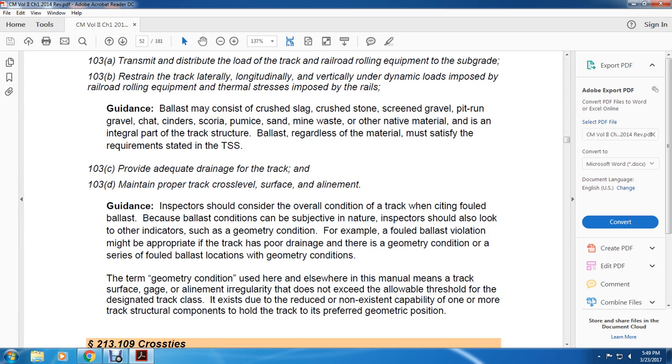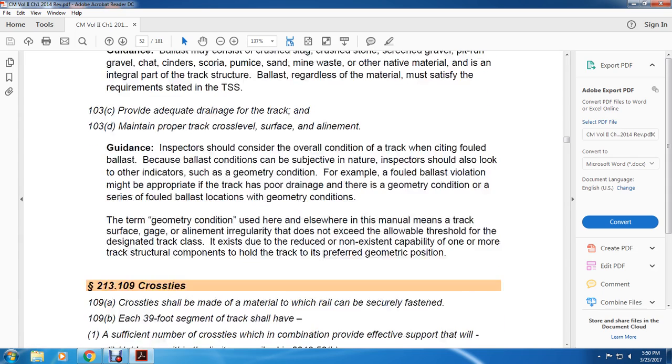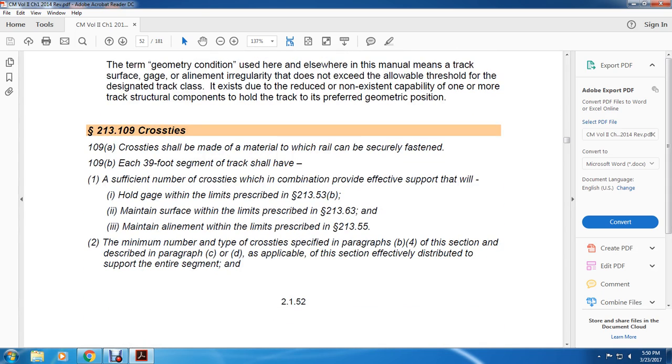The term geometry condition, used elsewhere in the manual, means track gauge, alignment, and surface irregularity that exceeds the allowable threshold for the designated track class. It exists due to the reduced or non-existent capability of one or more of the track structural components to hold the track in its preferred geometrical position.